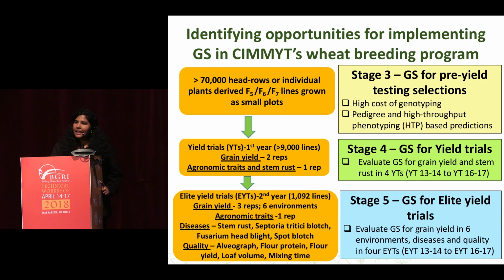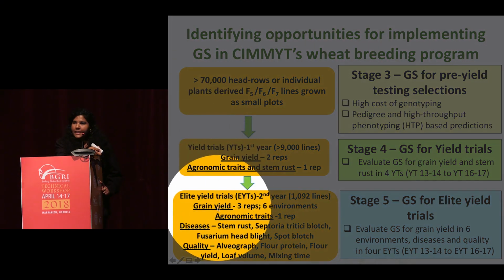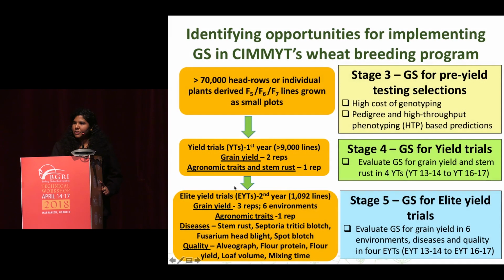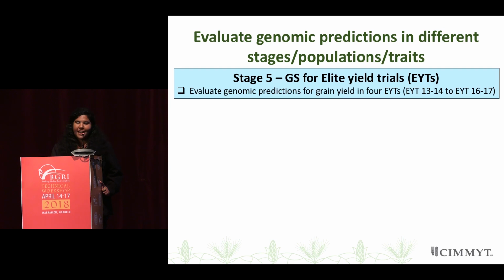And moving forward, the second year of our yield trials are known as the elite yield trials, and here we have lots of information, especially about agronomic traits, grain yield evaluated in 6 different environments: optimum, drought, and heat stress environments, and we have a lot of disease data and quality data in here. So how effectively do we use this data to test genomic prediction models? That's one of our current objectives. So let's just move on to the results, what we have currently.